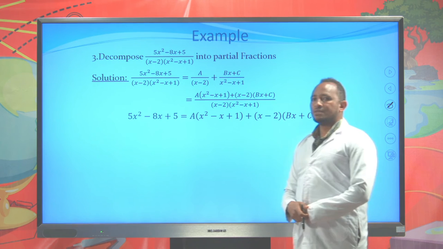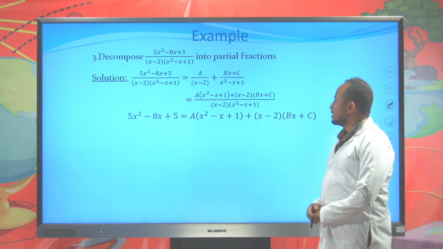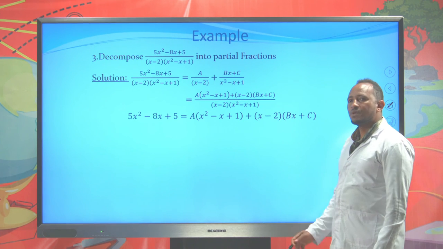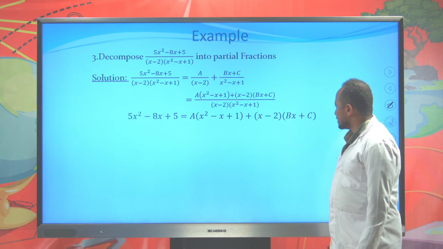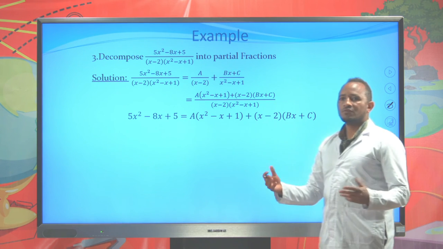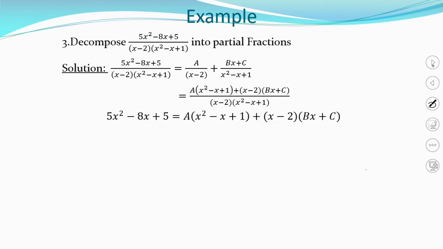So 5x squared minus 8x plus 5 must be equal to a times x squared minus x plus 1, plus x minus 2 times bx plus c. So to find the variables a, b, c, you can just select any values of x so that develops three equations, since we have three variables. But the easiest way is to select a number that makes the terms 0.